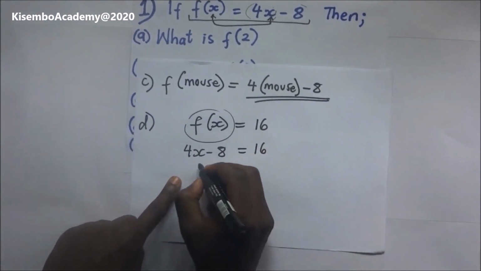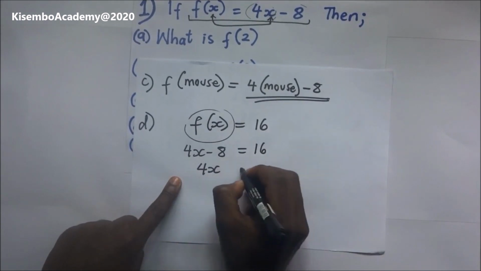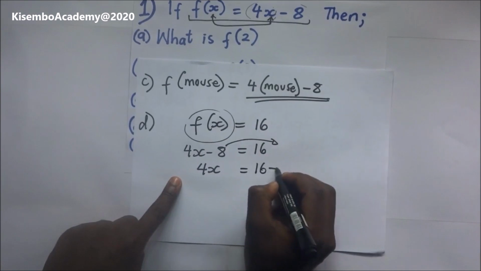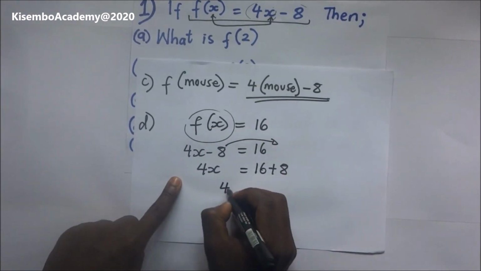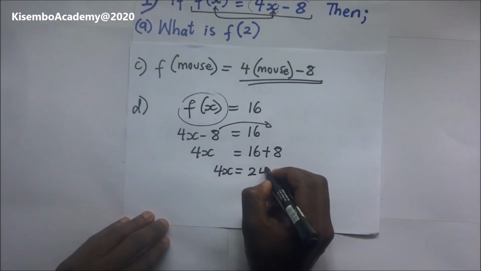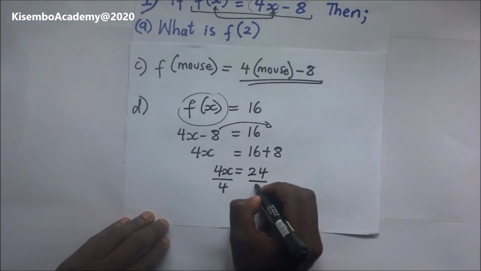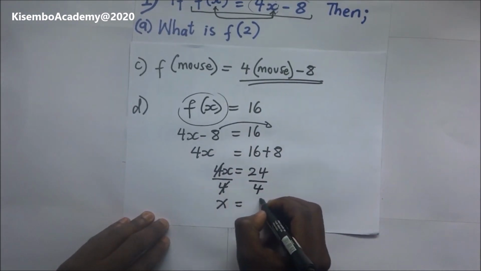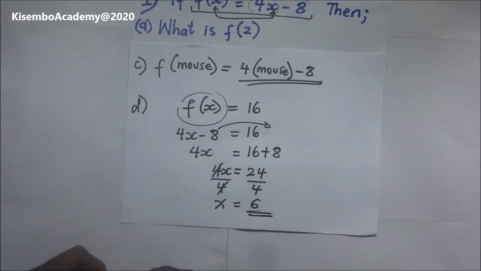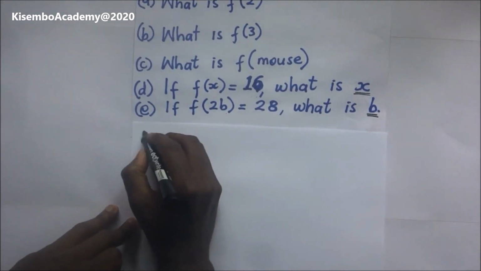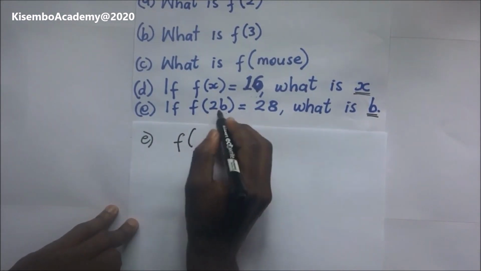In this case, 4x is going to be equal to 16 plus 8, because the 8 comes to this side. So we have 4x giving us 24. When we divide both sides by 4, we end up with our value of x as 6. And that's our answer.